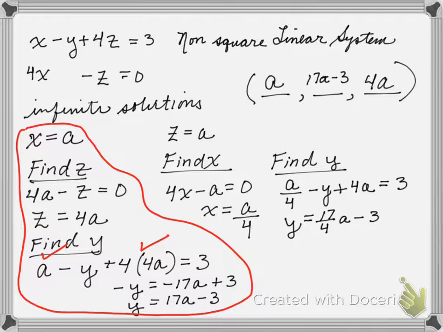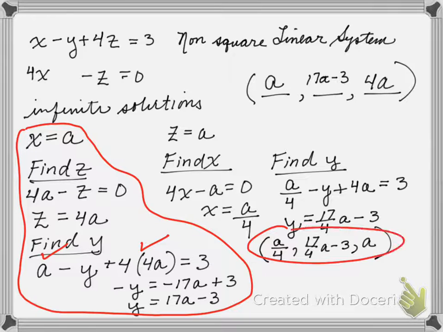And I get y equals 17 over 4a minus 3. Alright, so my coordinates now are x is a over 4, that was there, right? And then y is 17 over 4a minus 3, and z is a. Now look at that, I've got this solution in terms of a, and I've got this solution in terms of a, and those are different.